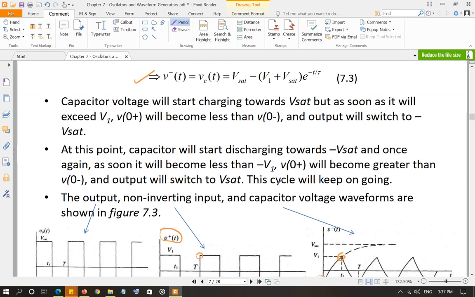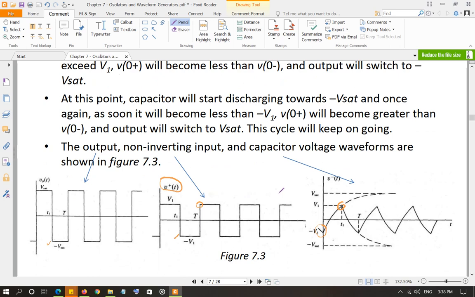Okay, so that's what is explained over here. When it becomes greater than V1, the output will switch to negative Vset, V positive will become negative V1, and the capacitor will start discharging towards negative Vset. And once again, as soon as it becomes less than negative V1, V positive will become greater than V negative, and the output will switch to Vset, and this cycle will keep on going. So this is how the circuit is operating in detail.